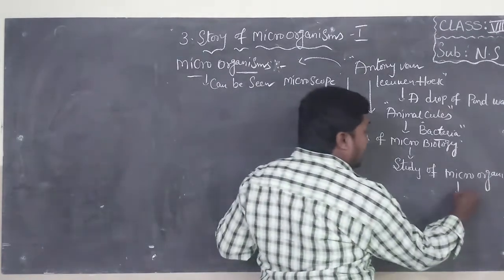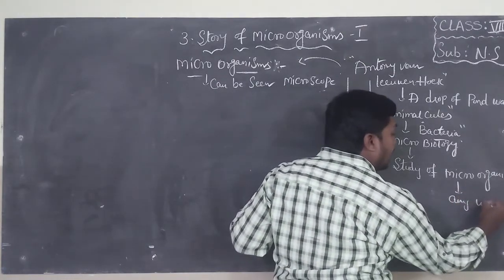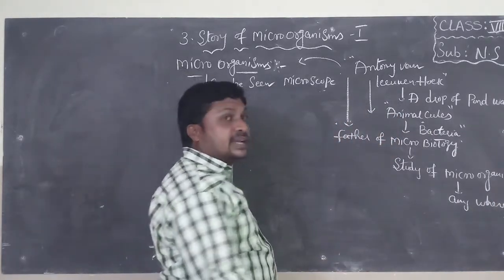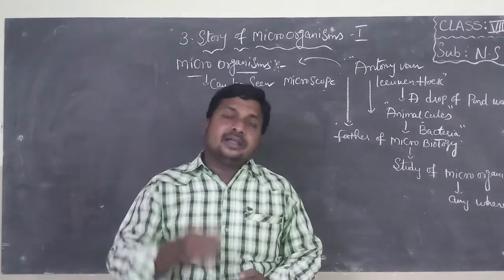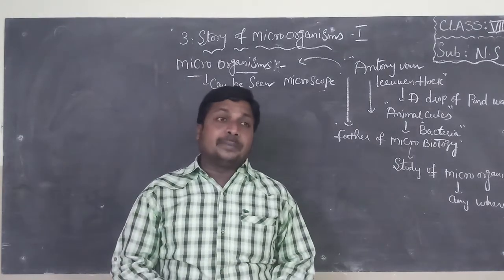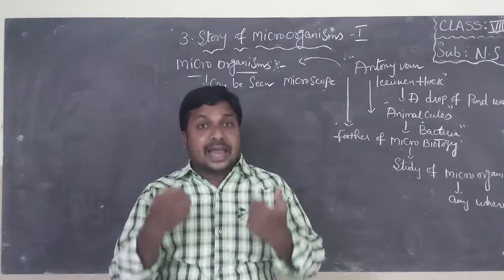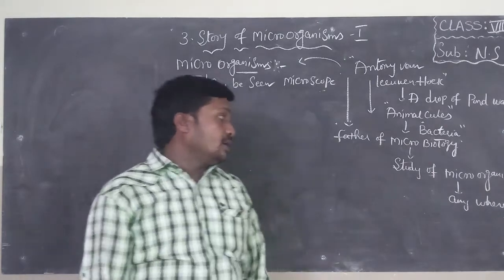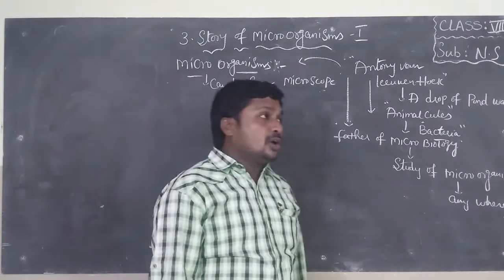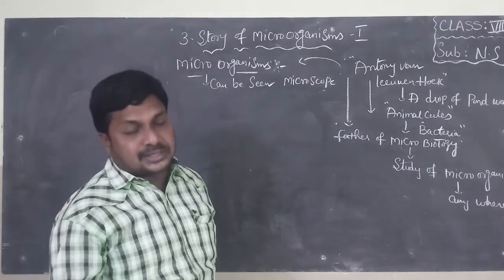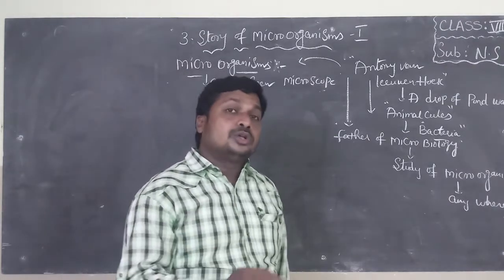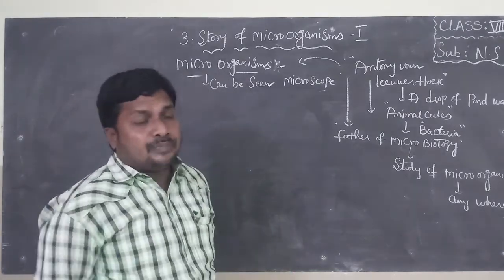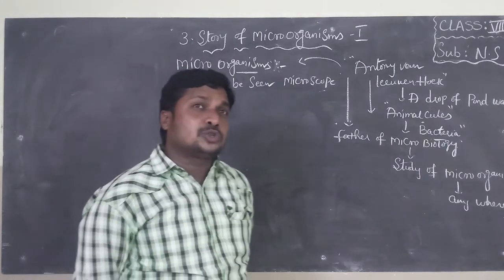Where are microorganisms present? Microorganisms are present anywhere in our surroundings. They may be present in water, air, soil, plants, and animals like human beings. Some are useful, some harmful. They are known as microorganisms. So they play a crucial role in nature. Sometimes they also spoil food materials. Some useful, some harmful.